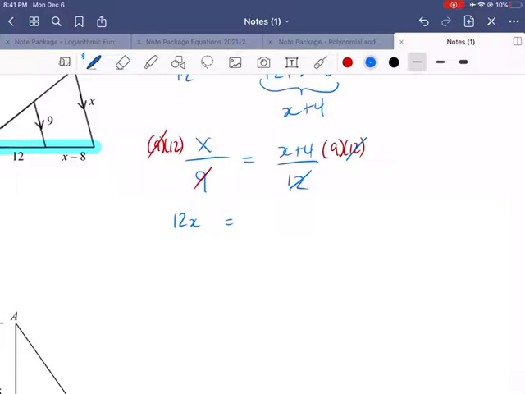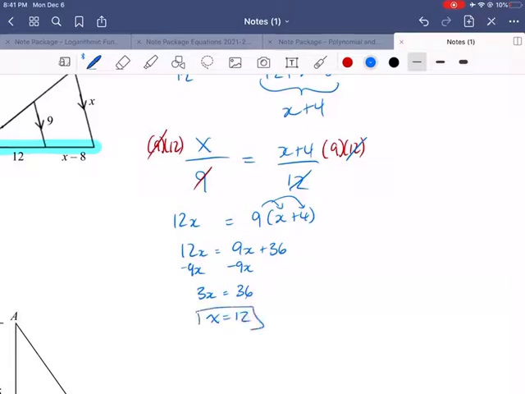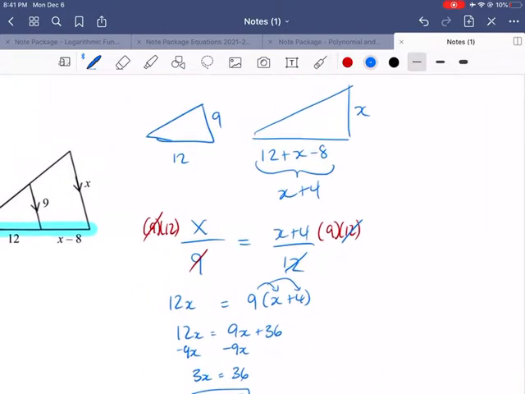The 12 simplify to 1, so you're going to be left with 9 multiplied by x plus 4. Use the distributive property, and we get 9x plus 36. Subtract 9x from either side. 3x equals 36, and x equals 12 if you divide by 3. Perfect. So this side is 12, and this side would be 16, because 12 plus 4 is 16.